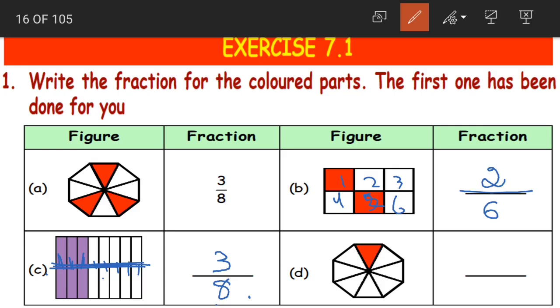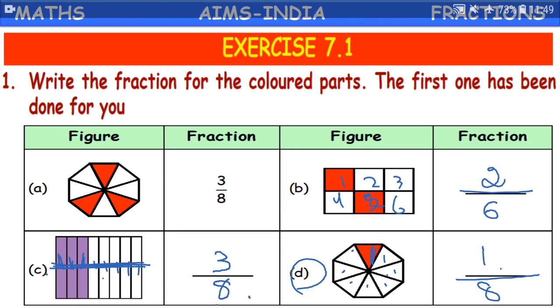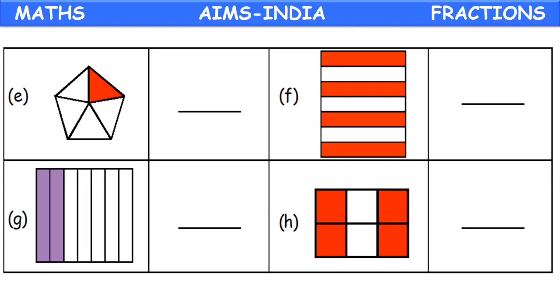Coming to question D, how many colored parts do we have? Only 1 divided by the total number of parts: 1, 2, 3, 4, 5, 6, 7, 8. So 1 by 8 becomes our fraction for the colored part here. Understood, children? How to write the fraction for colored parts. Now E, F, G and H are for your homework. Try writing the fractions for the colored parts.